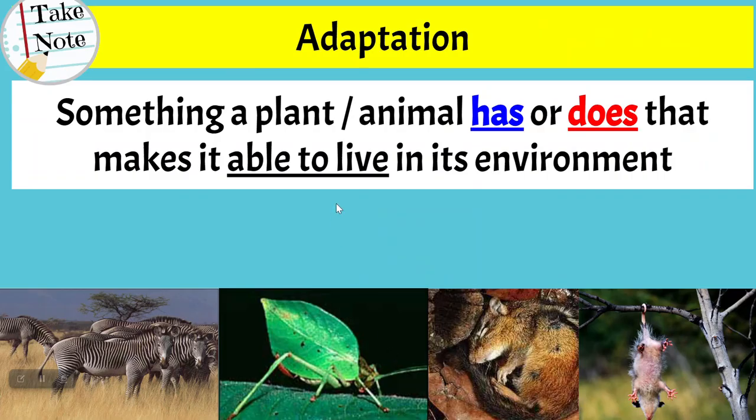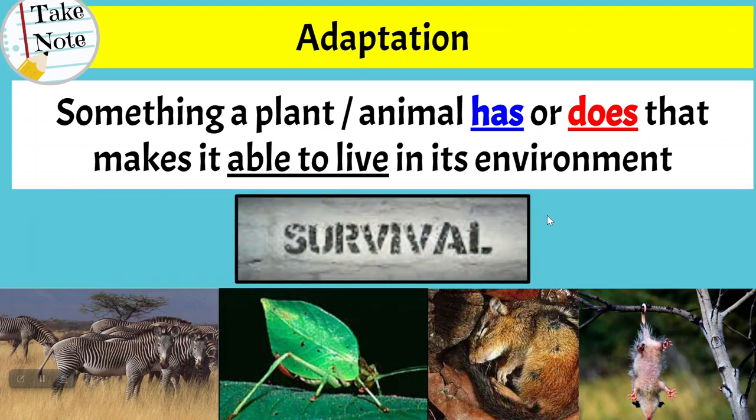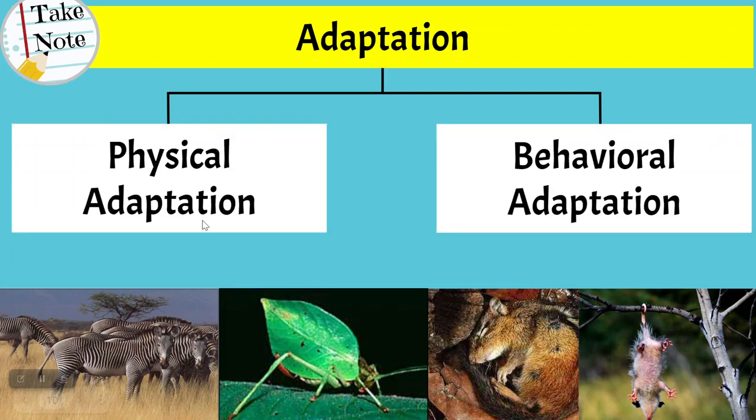Okay, so we're going to think about adaptations just for a little bit. An adaptation is something that a plant has or an animal has, or it's something that the plant or animal does that makes it better able to live in its environment, something that helps it survive where it is supposed to be living. Okay, so it's all about survival. So you can have adaptations that are physical, that change the actual physical plant or animal, or you can have behavioral adaptations. So how is the animal or plant going to behave?